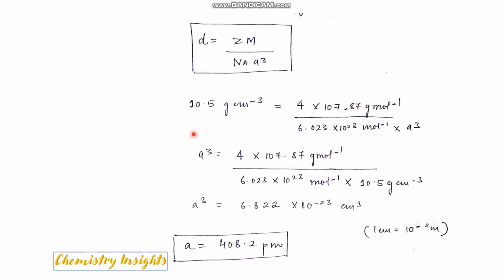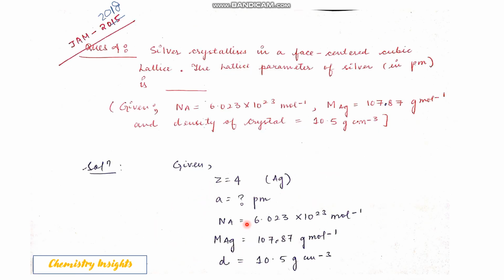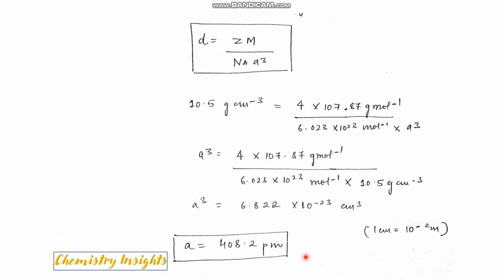If we substitute all these values, we end up getting this equation: a cube equals 6.822 times 10 raised to minus 23 centimeter cube, right? We take the cube root of this equation, and we get the value of a in centimeters. In the question it's clearly mentioned that we have to report the answer in picometers, so we have to convert centimeters to picometers. All of you know that 1 centimeter equals 10 raised to 10 picometers, right? This is how we can convert this value, and we get the value of a in picometers. So the answer would be 408.2 picometers. That is, your lattice parameter is 408.2 picometers.